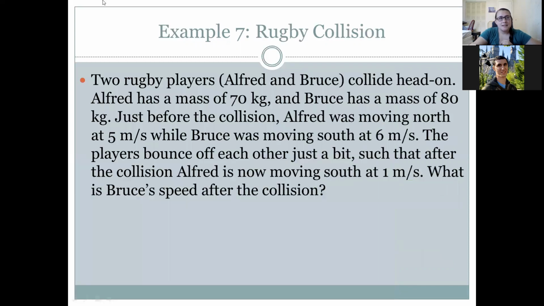Okay, next example, a rugby collision. Two rugby players, Alfred and Bruce, collide head-on. Alfred has a mass of 70 kilograms and Bruce has a mass of 80 kilograms. Just before the collision, Alfred was moving north at 5 meters per second, while Bruce is moving south at 6 meters per second. The players bounce off each other just a bit, such that after the collision, Alfred is now moving south at 1 meter per second. What is Bruce's speed after the collision?